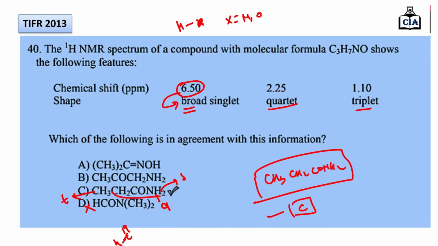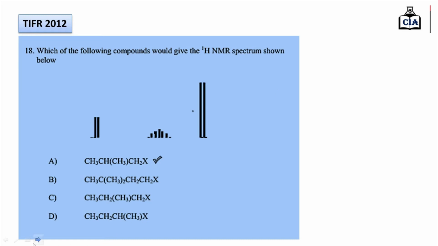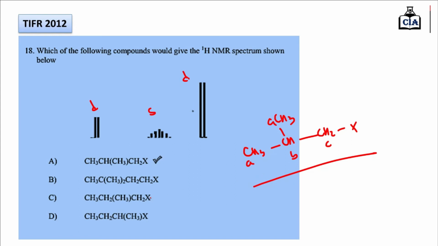Okay, now next question from TFR 2012. So in this question we have to find out the correct structure of the compound from the splitting pattern. So our compound has the doublet, septet and doublet. Okay, so now if you look at option A, the compound CH3 CH, okay, this is CH3 and CH2X. So these 2 methyl groups are equivalent, so the protons are equivalent protons. Then this is B type of proton and this is the C type proton. So this will give total 3 types of signal. Okay, so this A might be the correct option.